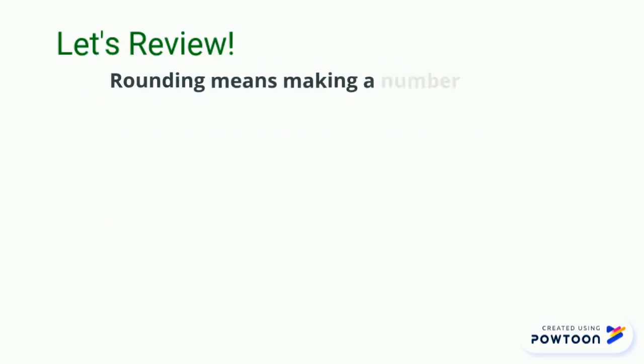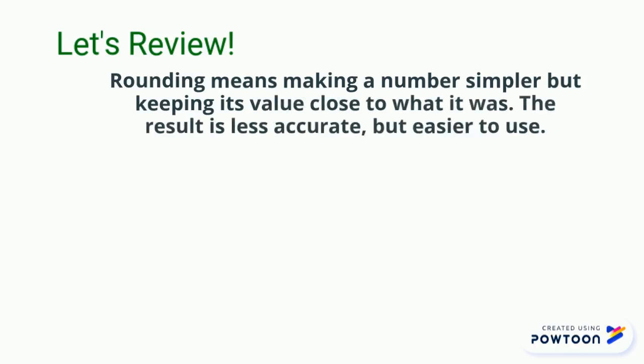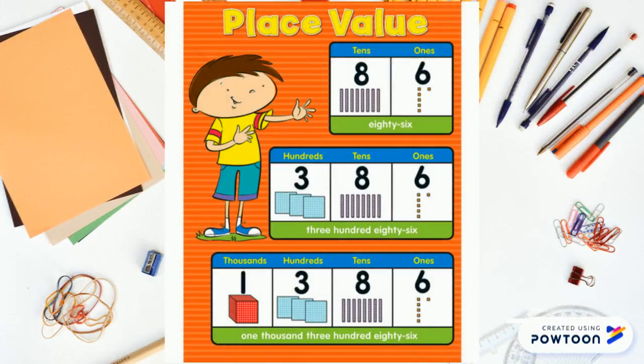Let's review. Rounding means making a number simpler, but keeping its value close to what it was. The result is less accurate but easier to use. Let's look at our place value. We have the ones place, the tens place, and the hundreds place. We can use these place values to help us round.